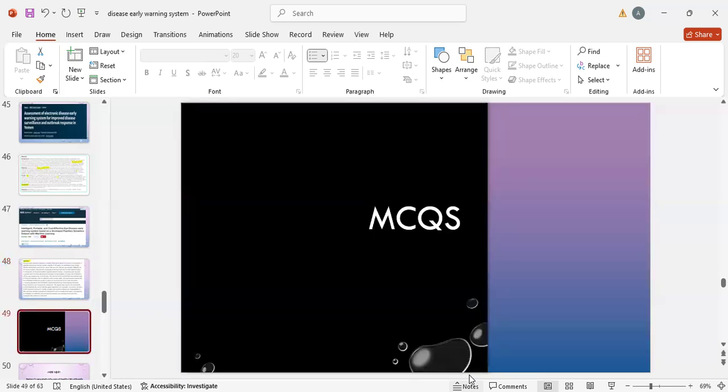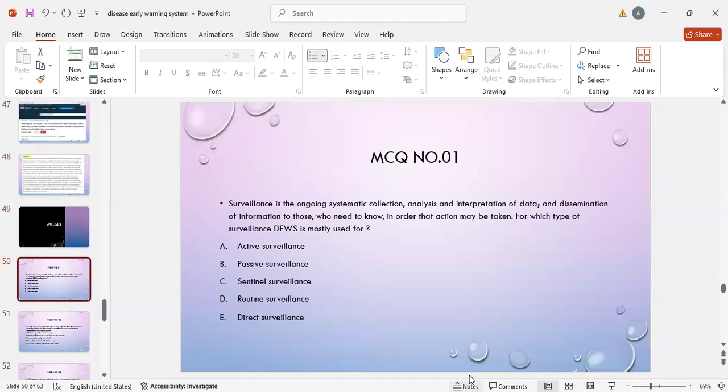Now coming to our MCQ session. MCQ number 1 is: surveillance is ongoing systematic collection, analysis, and interpretation of data and dissemination of information to those who need to know, in order that action may be taken. For which type of surveillance is eDEWS mostly used? Option A, active surveillance. Option B, passive surveillance. Option C, sentinel surveillance. Option D, routine surveillance. And option E, direct surveillance.